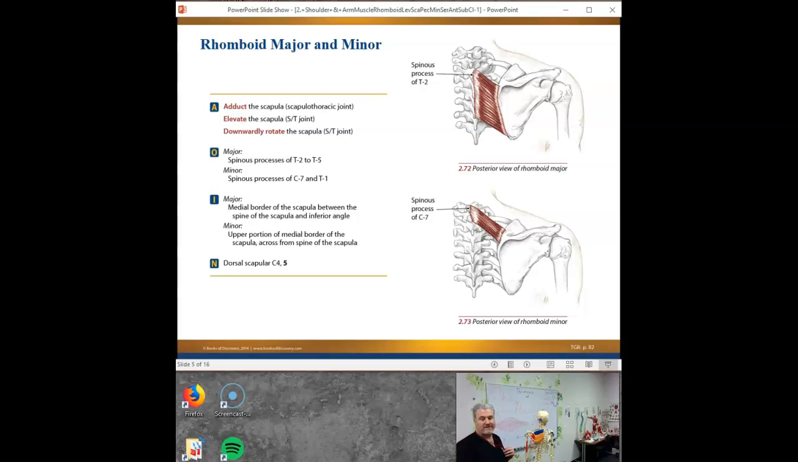Cool. But there is one difference. And let's go back to you, Ms. Giannis, since you asked such a brilliant question. What is the difference in action between the rhomboids major and minor and the upper traps?